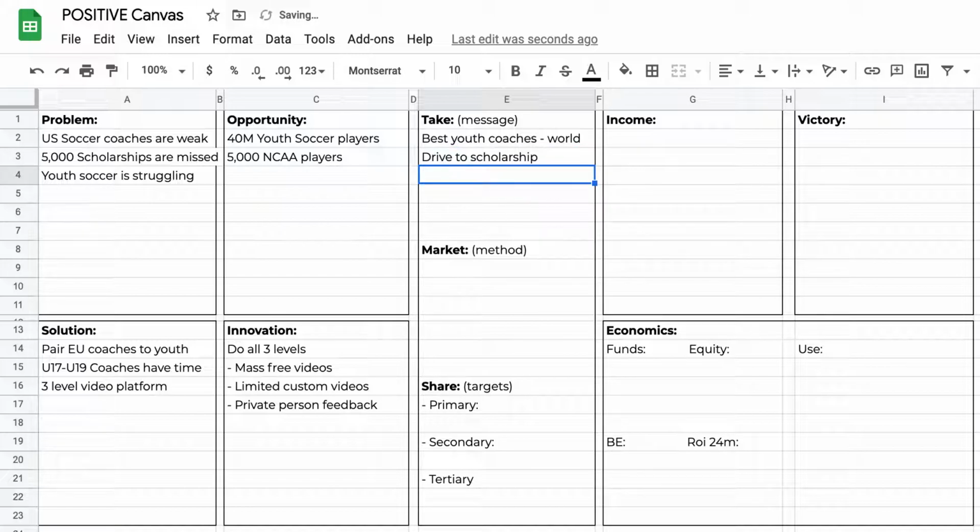So our goal is to help more kids get scholarships. That may mean going to a competitive team from a rec team or moving from competitive up to collegiate. So that's just a simplified version of your message. What are you going to say?